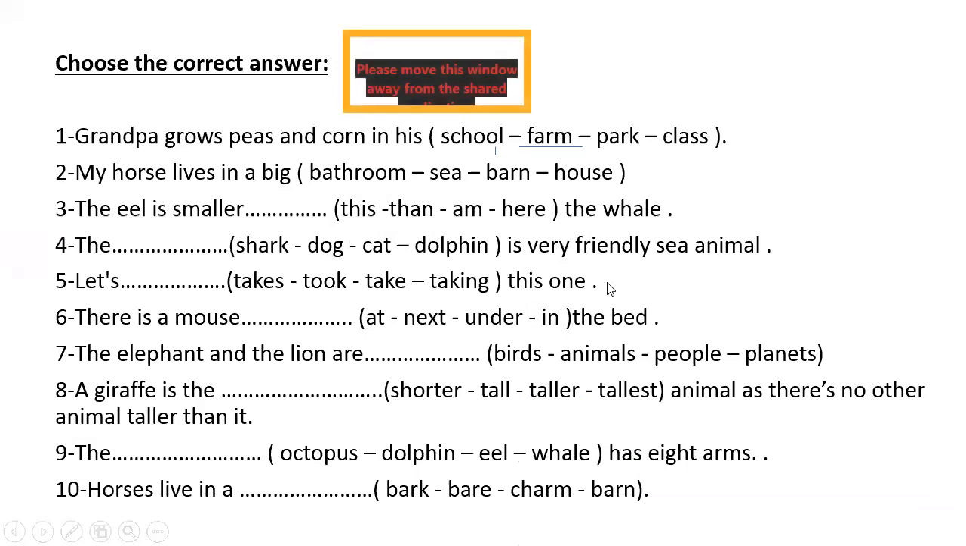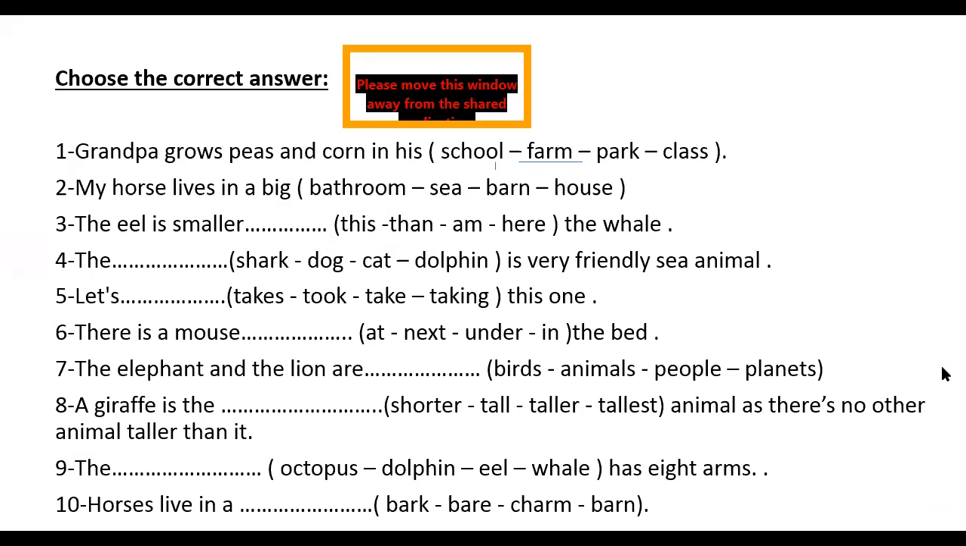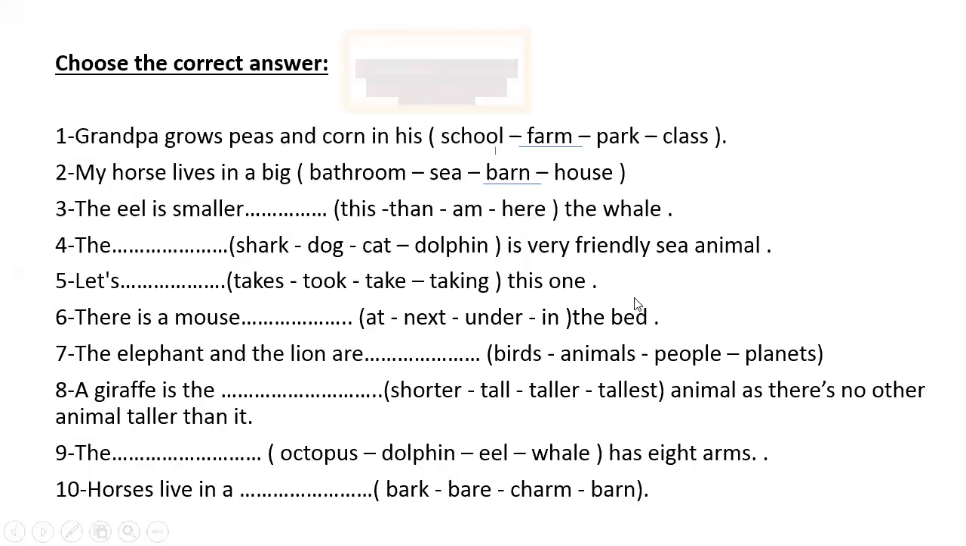My horse lives in a big... Let's take Malik Muhammad. Malik, can you hear me? Yes, mister. My horse lives in a big barn. Great, thank you, Malik. So it is as Malik said: barn. You're welcome.